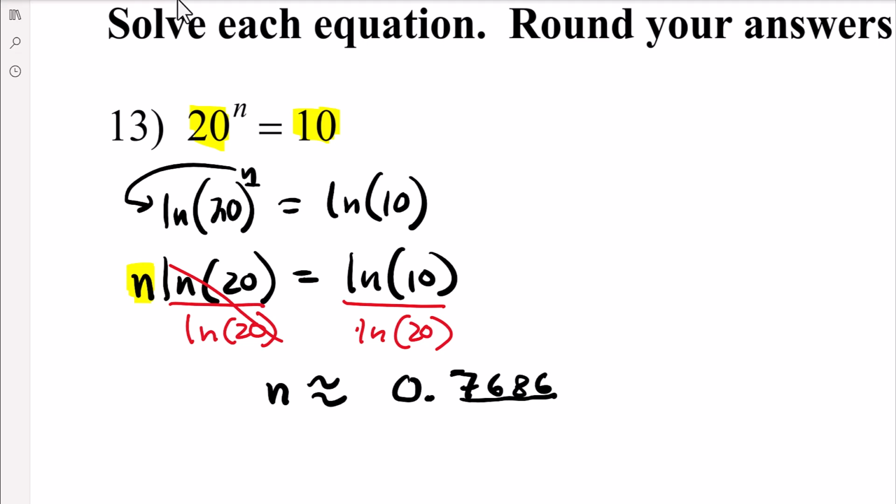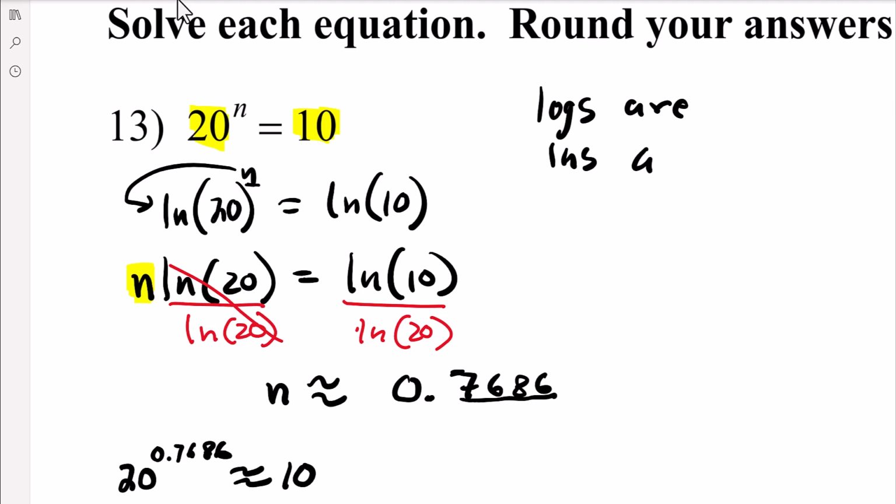And what this means is 20 to the 0.7686 power, you're going to get really, really close to the number 10. Because remember, logs are exponents.